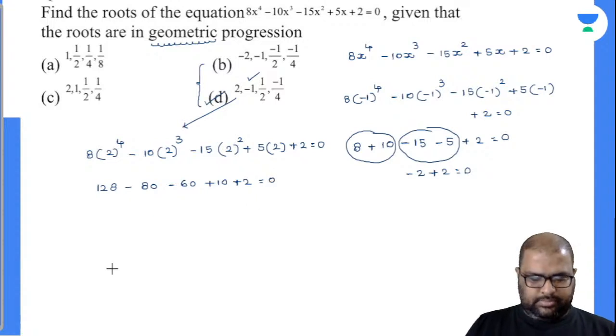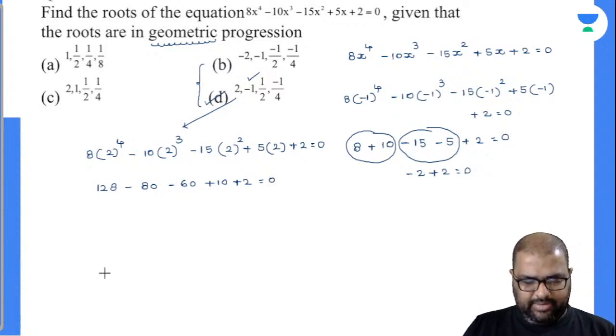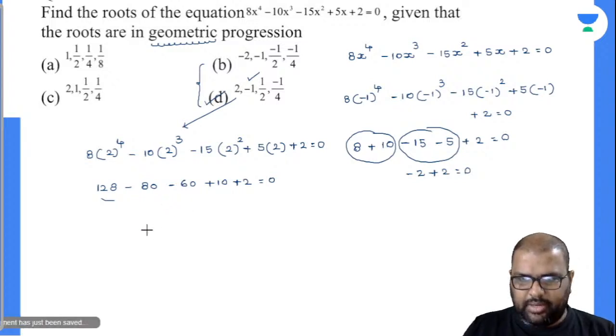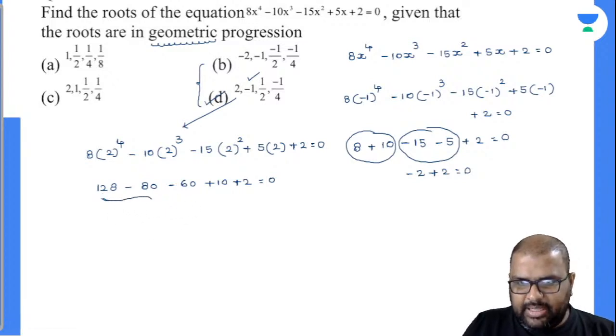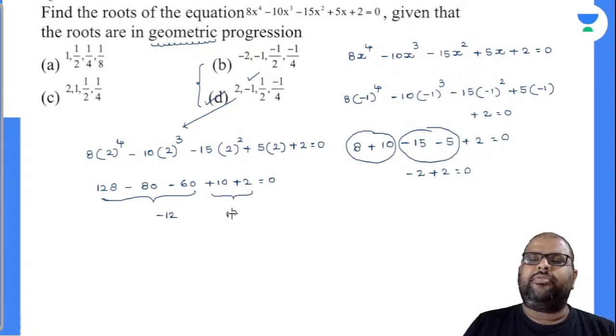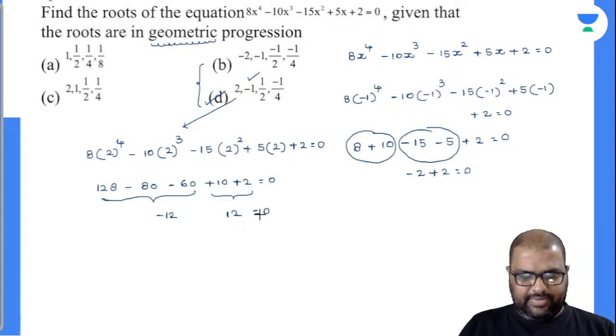Check there. 128 minus 80 will be 48. So I'll do this. 140 minus 128 will be how much? 12. So finally, this part will be equal to minus 12. This part will be equal to plus 12. Of course, this is equal to 0. By this you can decide that rather than solving the entire equation, is this an easy way to solve the question there? Perfectly easy way.